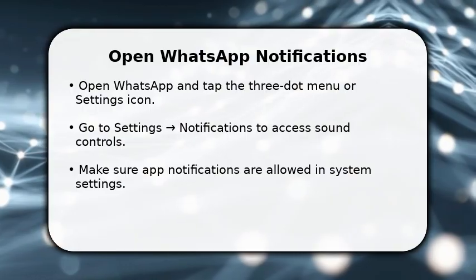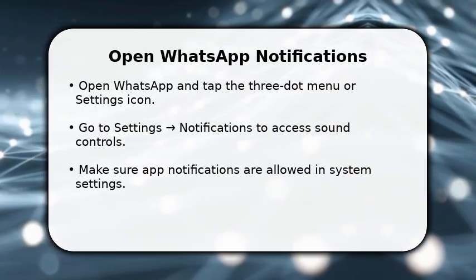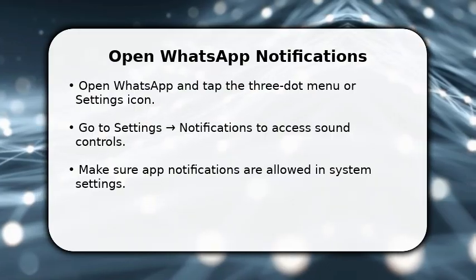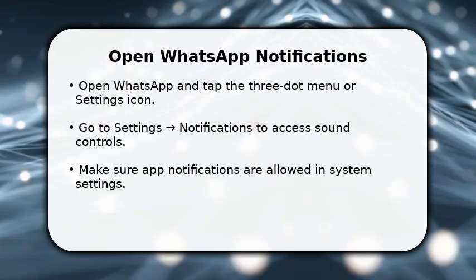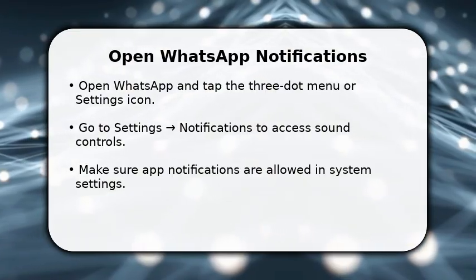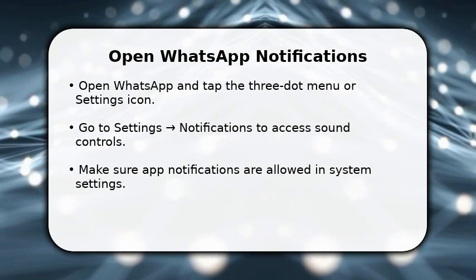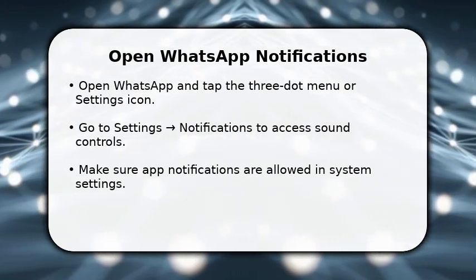Make sure system-level notifications aren't blocked first, because changing WhatsApp won't help if Android or iPhone has app alerts disabled. Now that you're in the right screen, proceed to change the actual tones so messages stop making noise. You now change the specific sound settings.